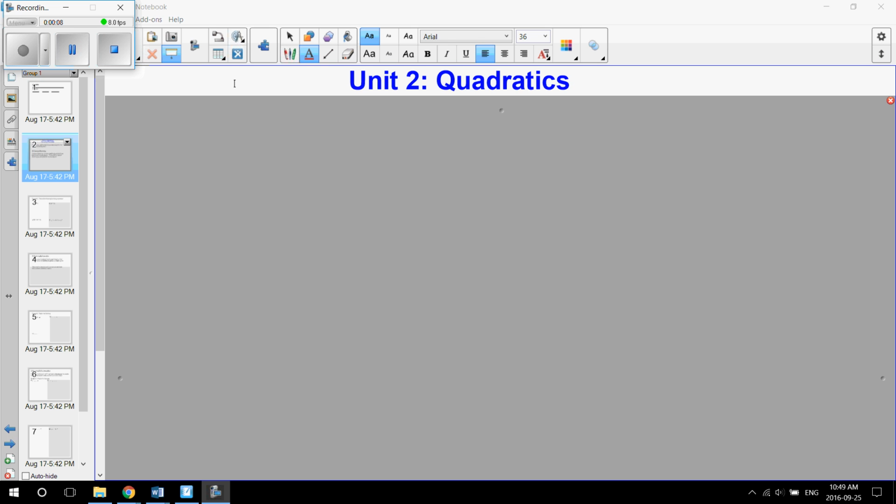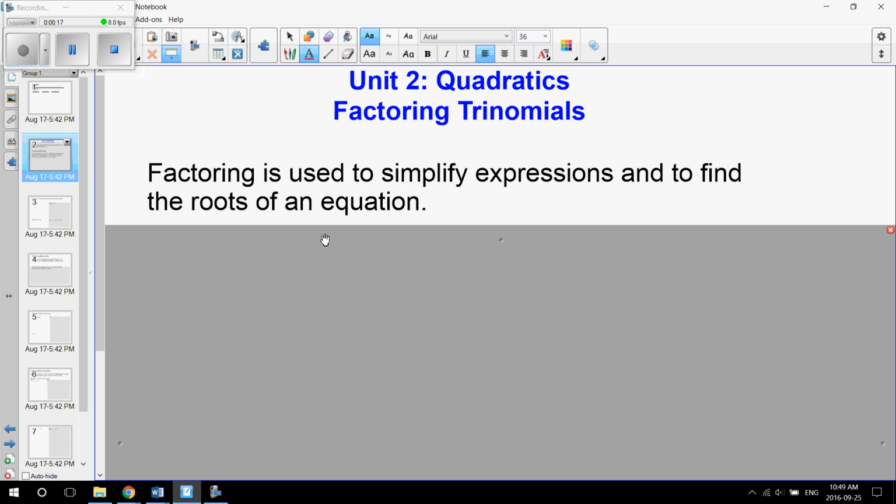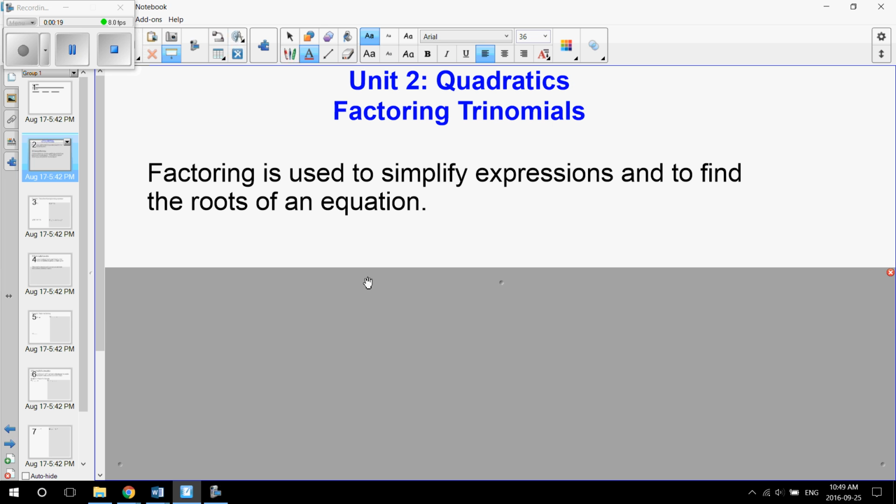We had our test on Friday, so that finished up our first unit. So we're going to move on to Unit 2 today, which is looking at quadratics. Today, the first thing that we're going to look at is factoring trinomials. This should hopefully be review for most of you.